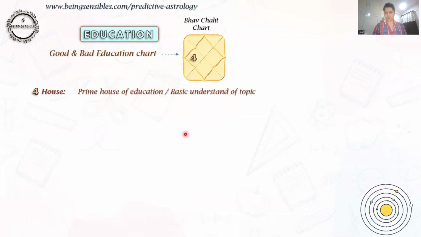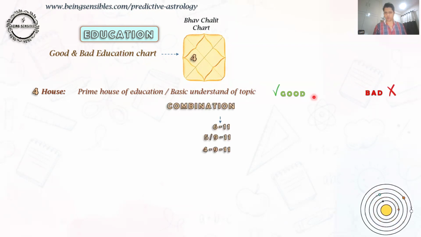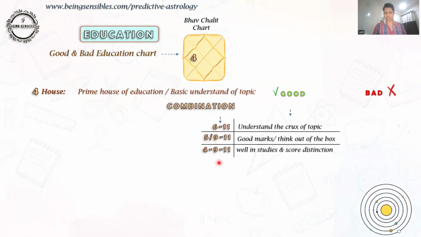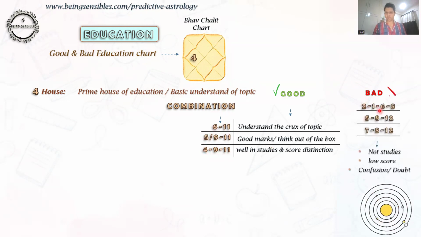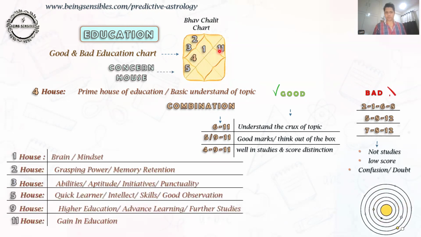To understand any chart, in this concept we get an idea on the spot of which chart is good and which chart is bad for understanding any child. If the child has the combinations 6, 9, 5, 9, 11, 4, and 11, they would be more problematic. So these are the other houses: first house, second house, third, fifth, 11th. Why? Because these have meaning.